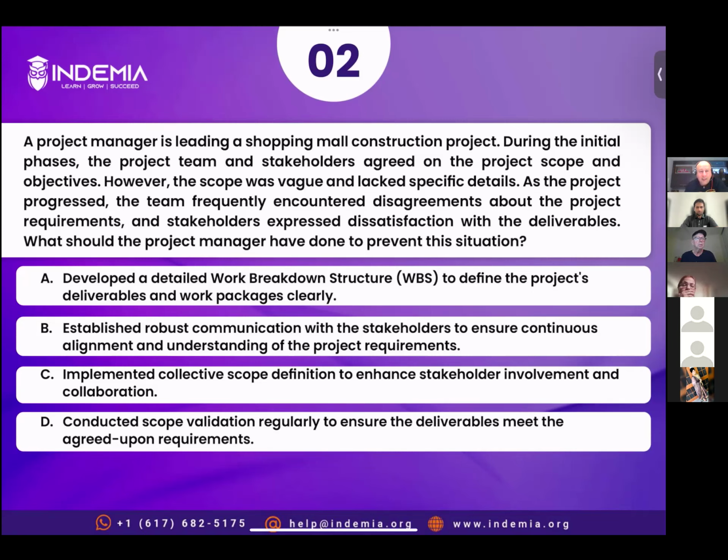However, the scope was vague and lacked specific details. Now, identifying the right problem in the question is the key. In this question, you could be confused, as there could be multiple problems. For example, there's one word like disagreement. This could be a problem. Stakeholder expressed dissatisfaction. This could be a problem, right? Or scope is vague. This is another problem, right? Now, there are three things mentioned here. Identifying the right root cause is the key.